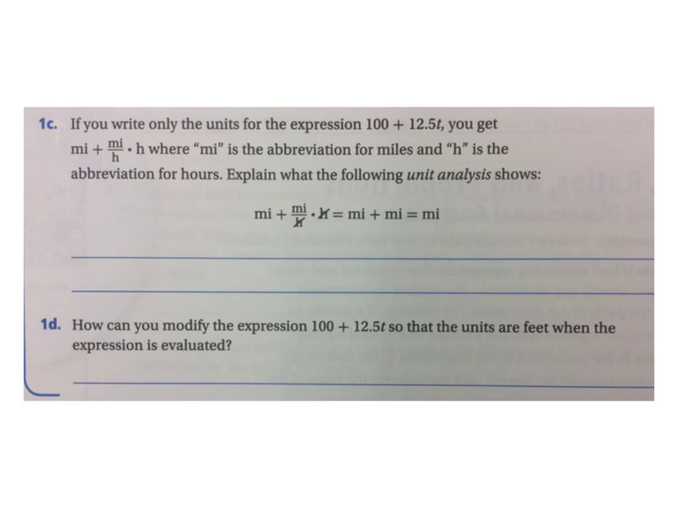Now, take a look at if we were only to use the units. So if you didn't use any of the numbers, notice this represents the 100. The 12.5t is represented by the miles over hours because that's miles per hour, times the h, or that's the t actually, where mi is the abbreviation for miles and h is the hours. If you were to solve this, this would be your 100, this is your 12.5, this is your t. Well, that didn't come out too well. But what ends up happening is the h's cancel out, and you're left with miles plus miles, which is just your miles. You're just combining like terms.